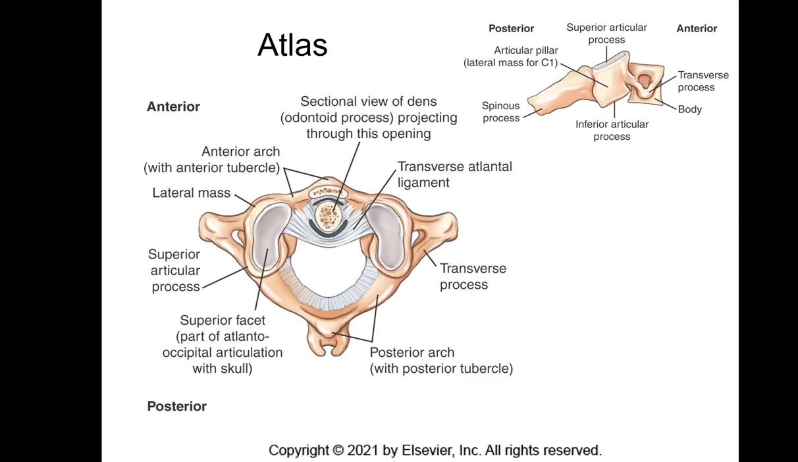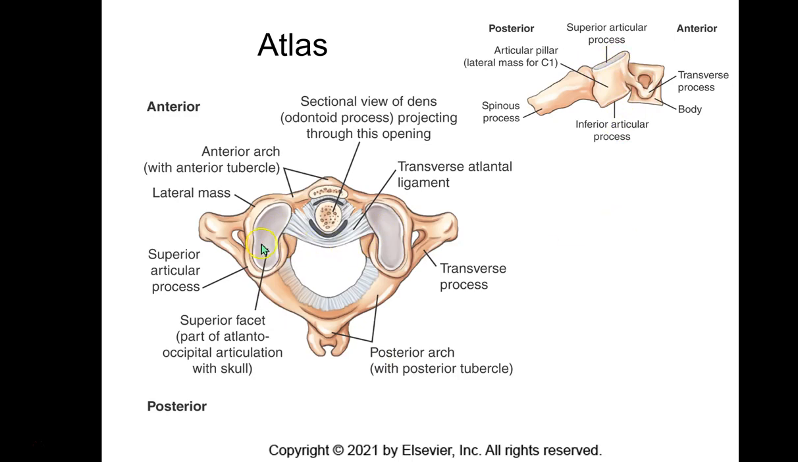Okay, and I've included a diagram here in the upper corner. This is not C1. Remember, C1 doesn't have a body. This is just a typical cervical vertebrae, and I included it so that you could reference, again, what is a superior articular process and what is an inferior articular process. So what we're talking about is this surface here corresponds to this surface on a typical vertebrae.